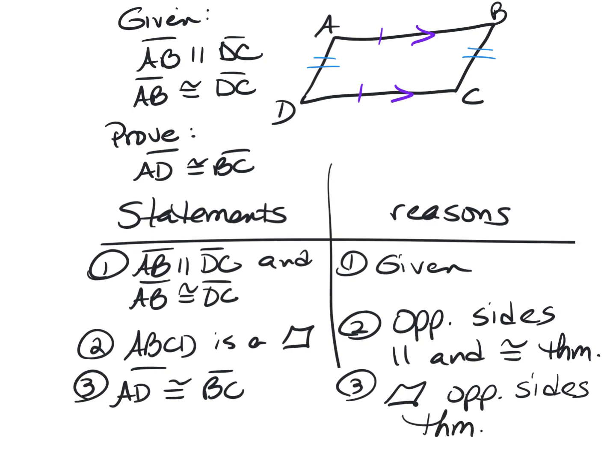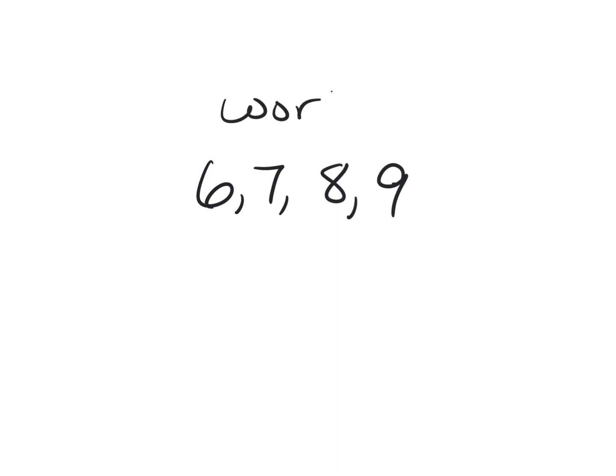And that is it for 7-3's notes. The home questions that you're going to need to show work for are only going to be numbers 6, 7, 8, and 9. So these are the questions you're showing work for. So no work for number 6, just show work for 7, 8, and 9.